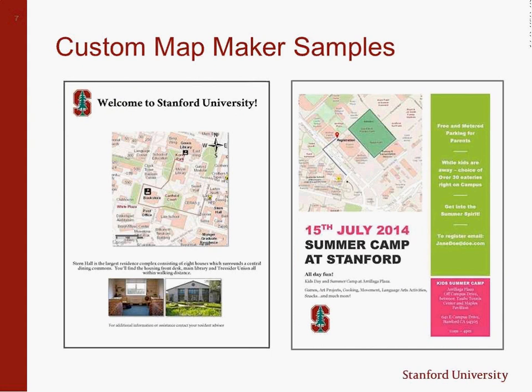And for samples that we made for you, that is an image that we have pasted on a flyer for an imaginary student orientation. The right is a summer camp that we have just for all of us to attend in July. That map has been created using custom map maker.